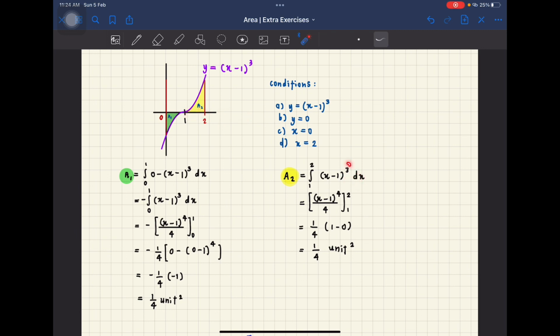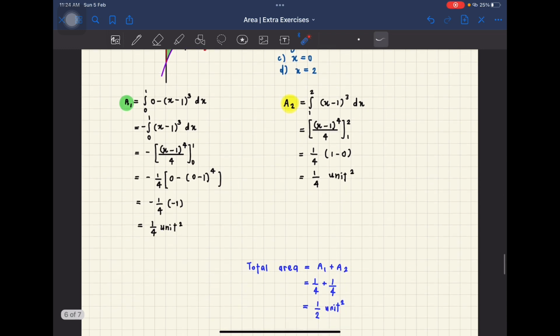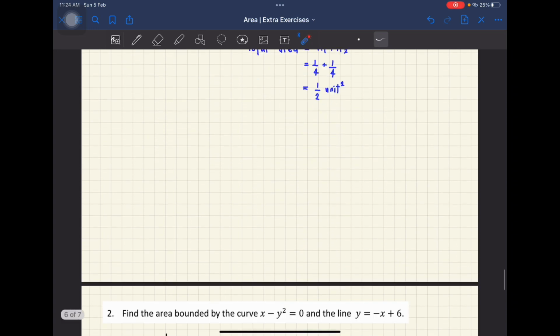Okay, so integrate sama juga macam sebelah kiri tadi. This is the answer that you get. Okay, but awak tak siap lagi. Soalan minta total area. Right, so mesti kena sum upkan everything equals to 1/2 unit square. Itu sahaja. Okay, last question.